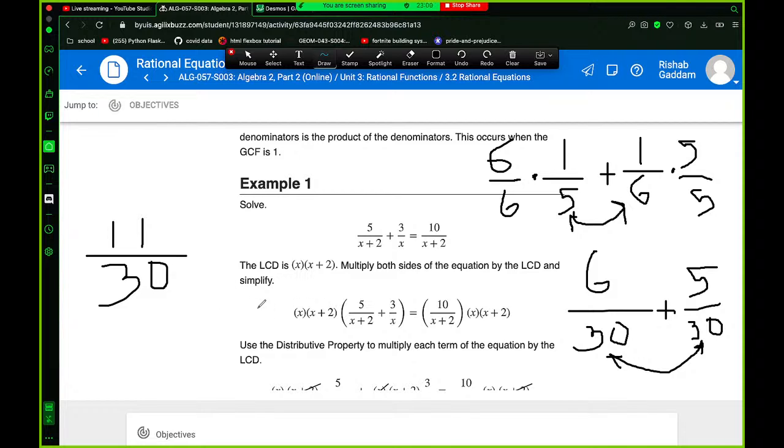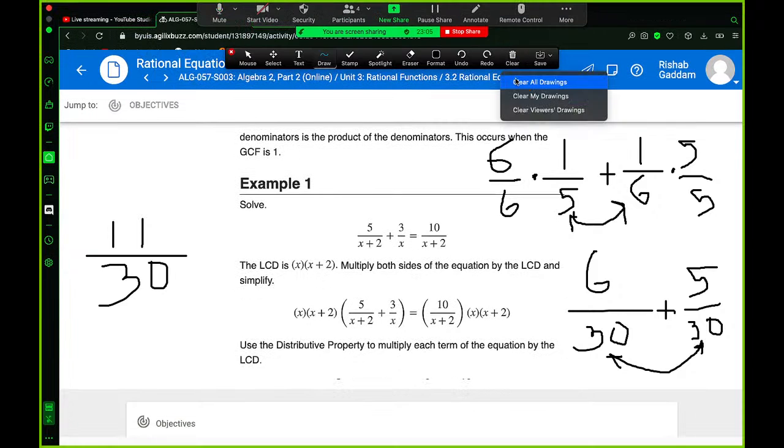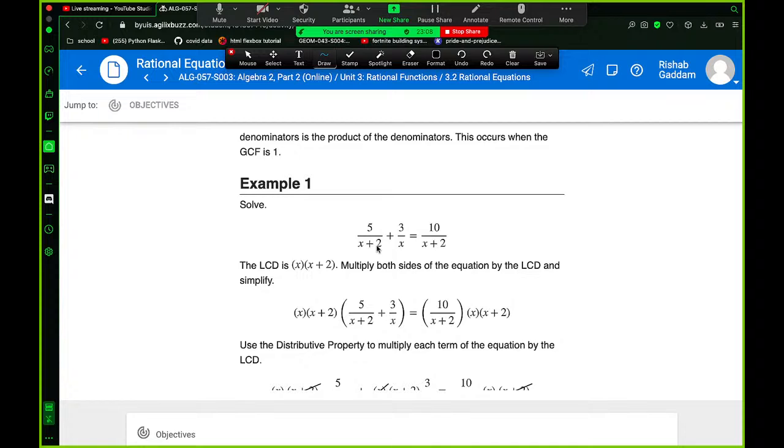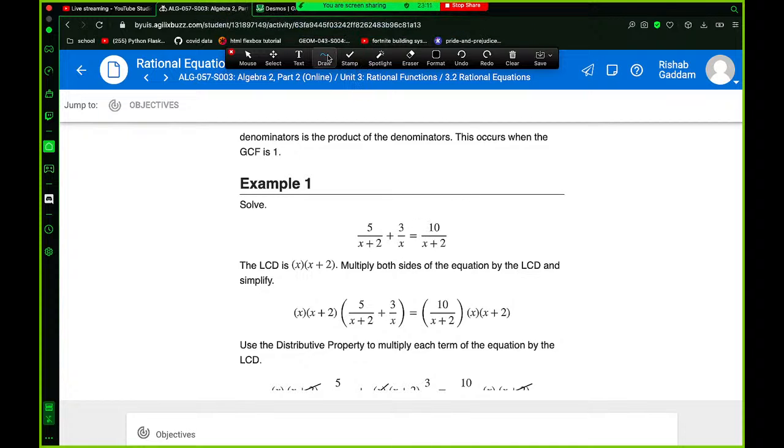So basically that's how you do it. And this is like a 3rd grade problem. But let's use the same concept on this kind of problem. So basically you have to add these together. And to do that, you need a least common denominator, and obviously that's going to be x times x plus 2. So we're going to need to multiply this fraction by x over x, and we're going to need to multiply the other fraction by x plus 2 over x plus 2.